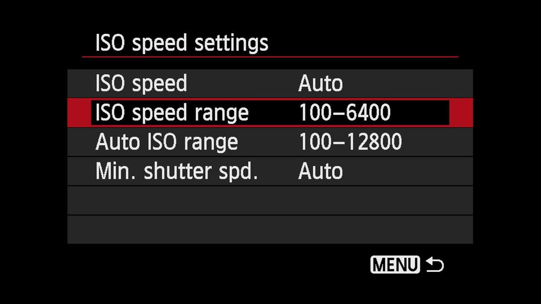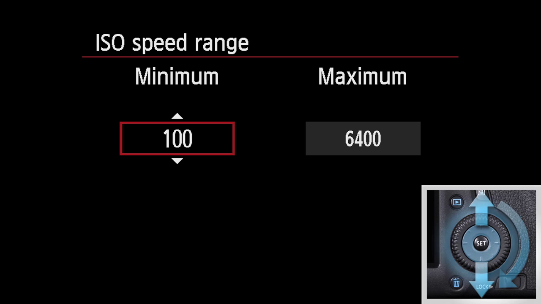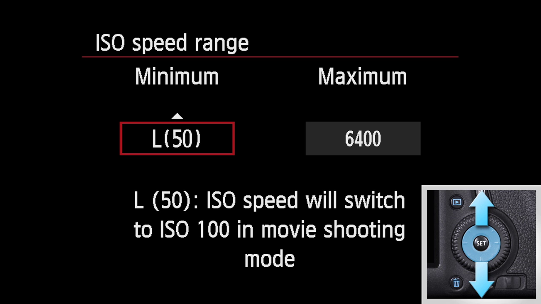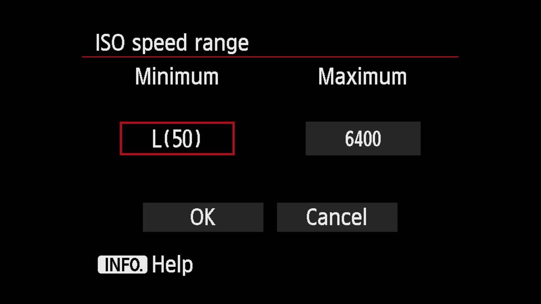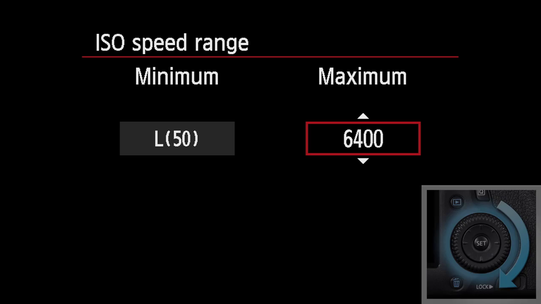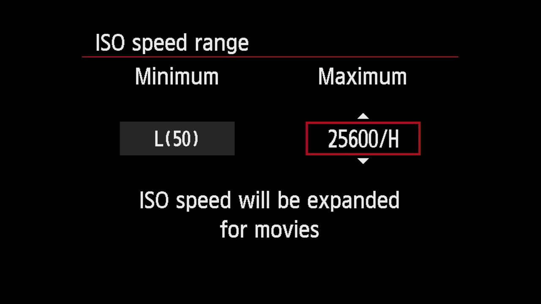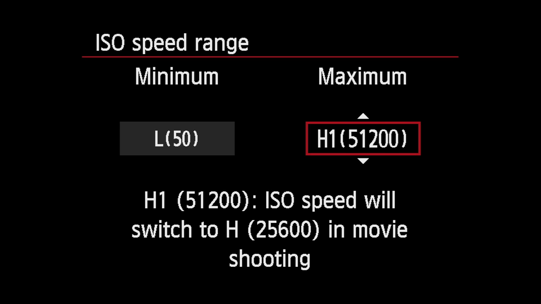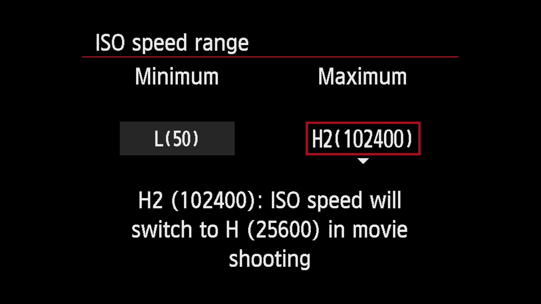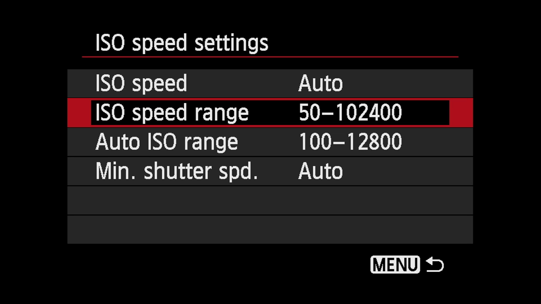ISO speed expansion is set in the same way. Highlight the minimum ISO speed and press Set. Use the quick control dial or the multi-controller to select L, equivalent to ISO 50. Press Set to activate this setting. To expand the maximum available ISO speed, use the quick control dial or the multi-controller to highlight Maximum Speed. Press Set. Use the quick control dial or the multi-controller to select an expanded range setting. You have a choice of H, 25,600, H1, 51,200, or H2, 102,400. Highlight your choice and press Set. Highlight OK and press Set again to activate.